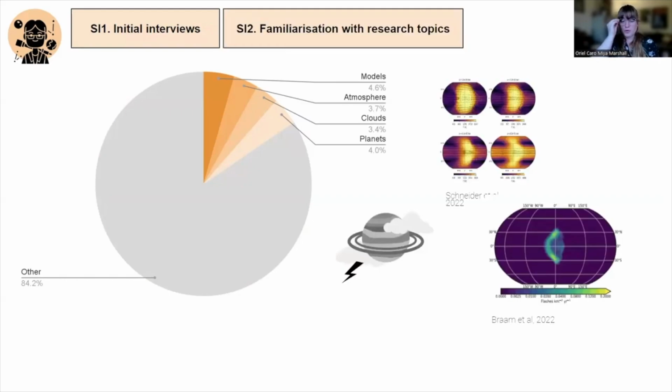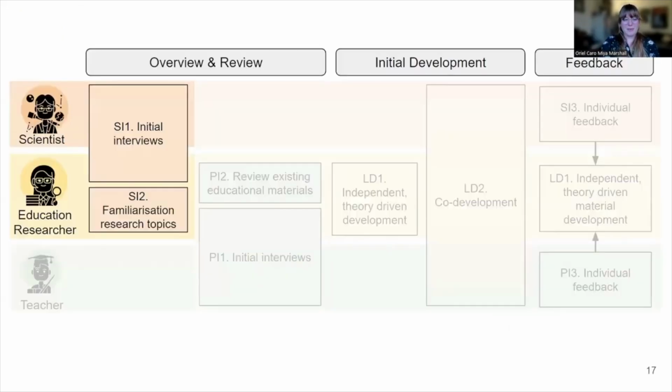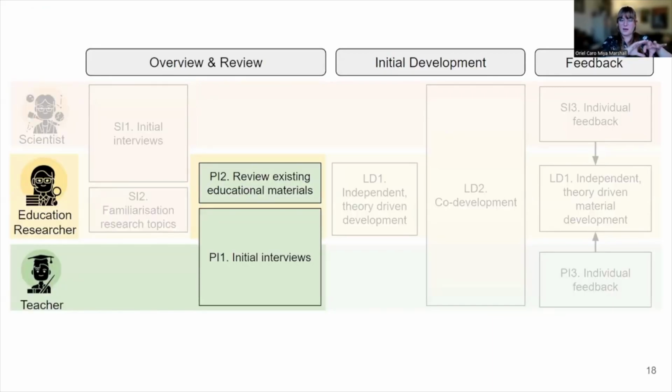So I then went on to familiarize myself with the content of this lesson, being clouds and lightning in an exoplanet setting, as you can see from some of these images that are output from the network on the right. So this is clouds and lightning, respectively. And then we used this initial topic selection and went on to look at some interviews with teachers.